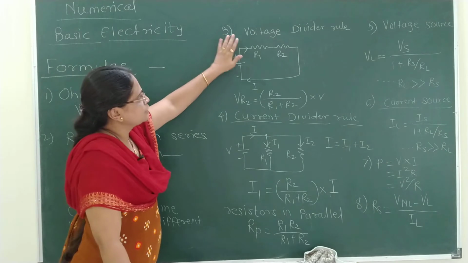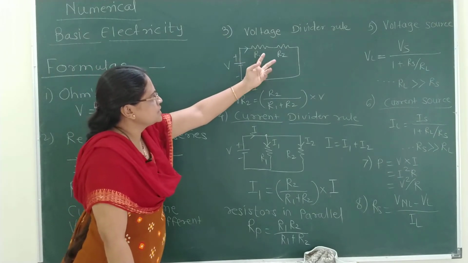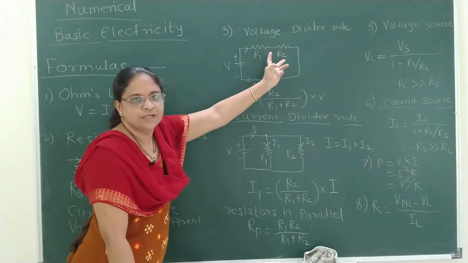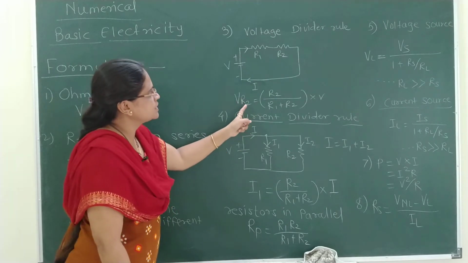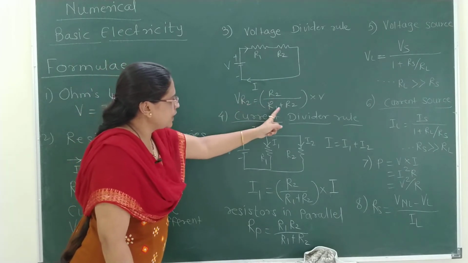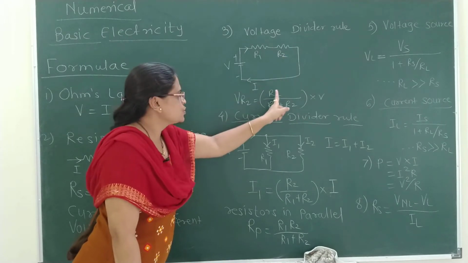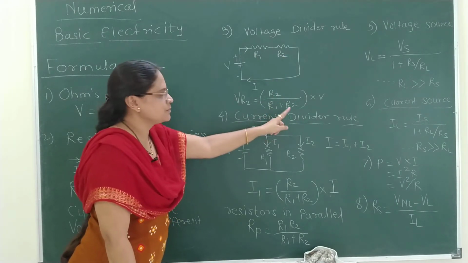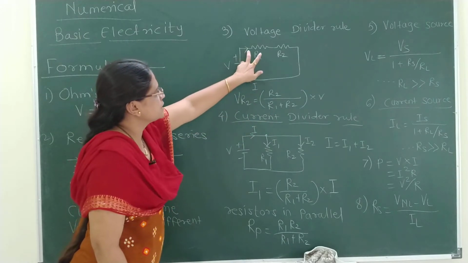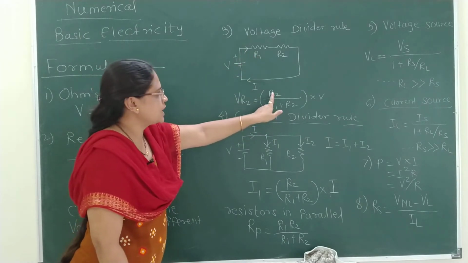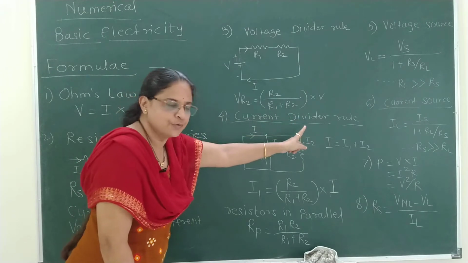Then the voltage divider rule. As two resistors are in series, we can directly calculate the voltage drop across R2 using the voltage divider formula: R2 upon R1 plus R2, into V. Across R2 the voltage is to be calculated, so R2 upon total resistance R1 plus R2. If we need the voltage across R1, the formula becomes R1 upon R1 plus R2, into V.